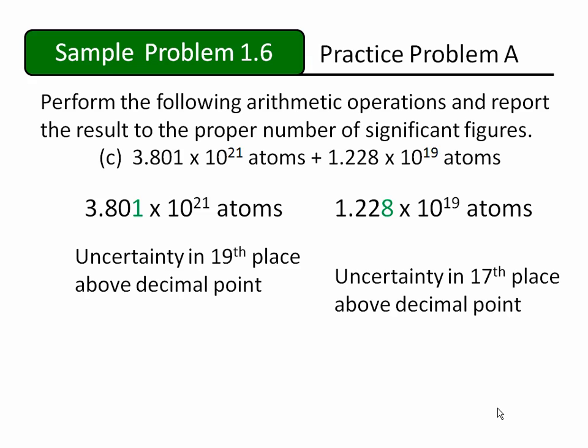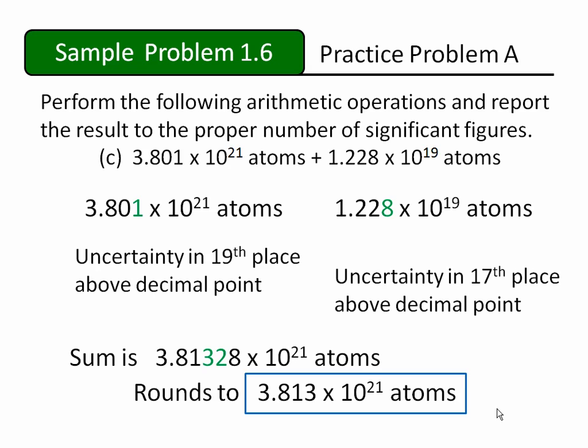Now we can use the calculator to add. My calculator says that the sum of these two values is 3.81328 times 10 to the 21st atoms. Rounding this value to the 19th place means that we will round between the 3 and the 2 shown in green here. 2 is less than 5, so we will leave the 3 alone and have a final solution of 3.813 times 10 to the 21st atoms as our final answer.